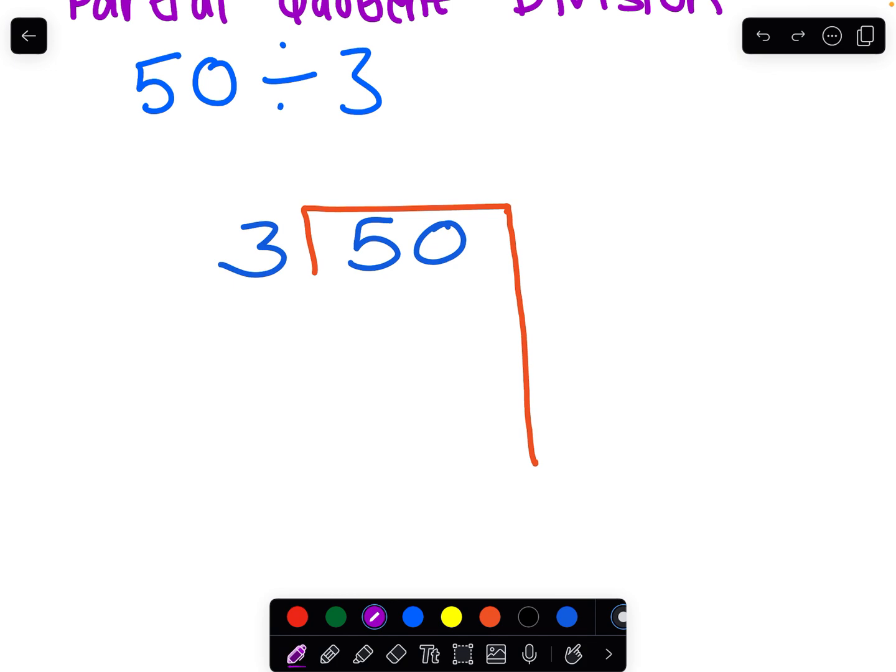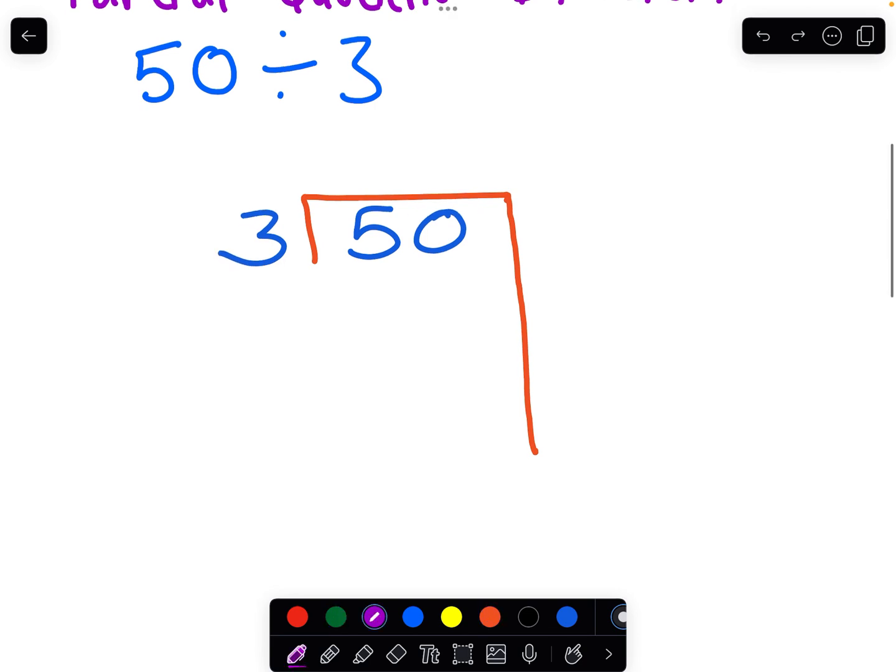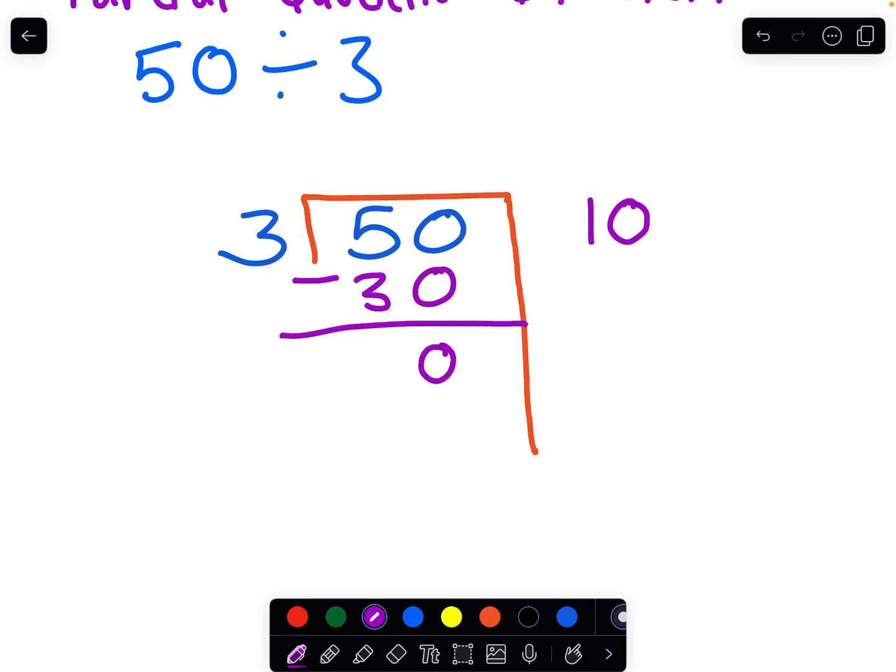There's a number of ways that this will work, and I'll get to explaining that. But let's start with 10. 10 is a nice friendly number because I know very easily that 3 times 10 equals 30. And similar to long division, I subtract. I subtract 0 from 0. 5 minus 3 is 2. And now I'm left with 20.